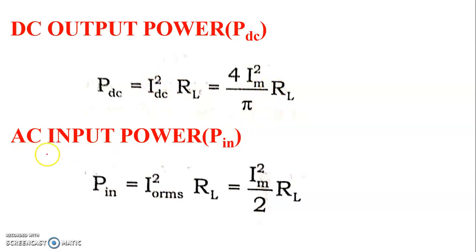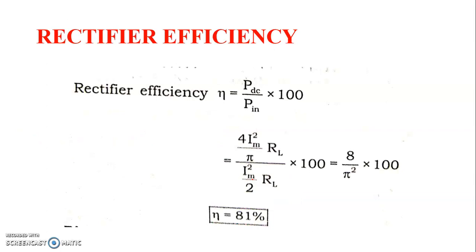Next we are calculating the AC input power, that is PAC. So PAC is equal to I²RMS into RL. Substitute the IRMS value here. Then we get the PAC value as Im² by 2 into RL. Next we are going to calculate the efficiency of the full wave rectifier. We know the formula, efficiency is output by input. So here the output is 4 Im² by π² into RL and the input is Im² by 2 into RL.